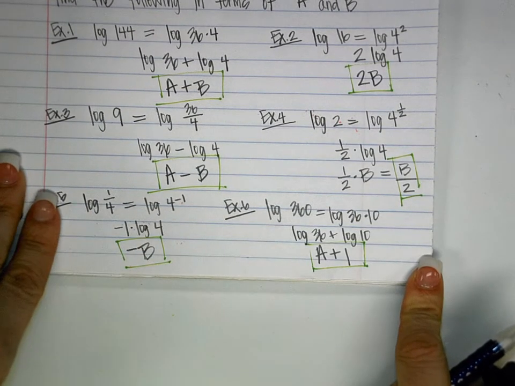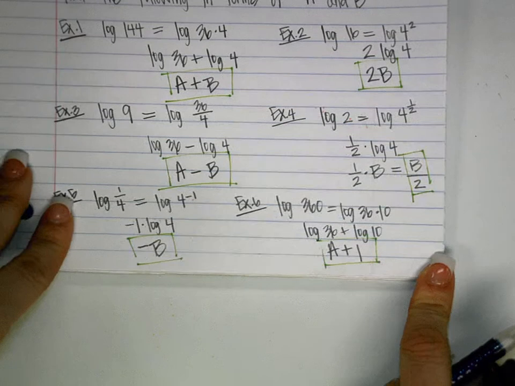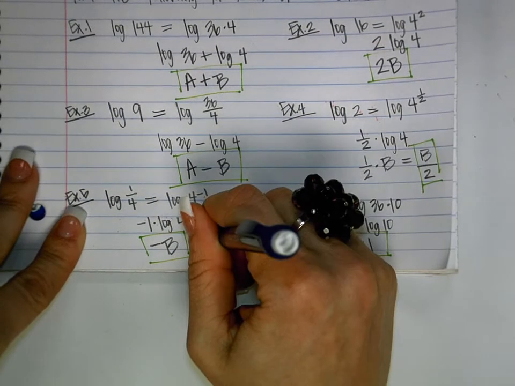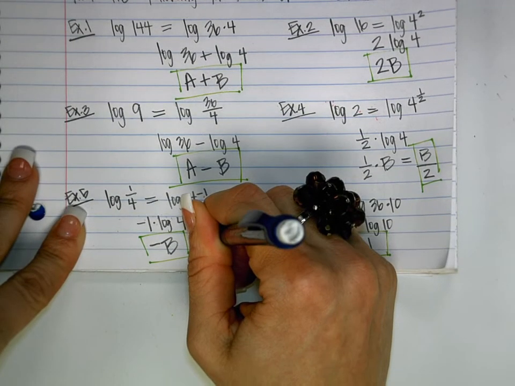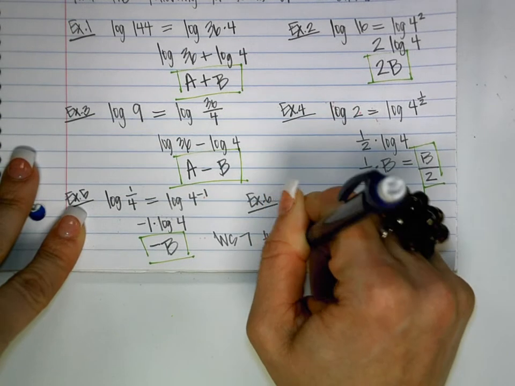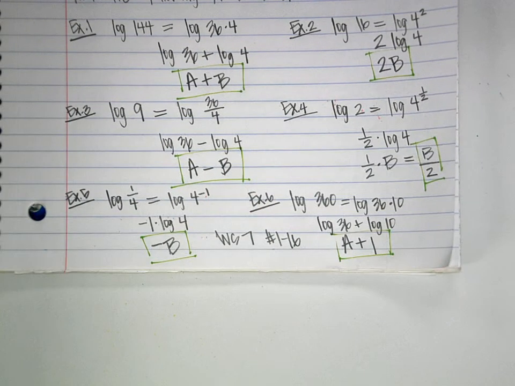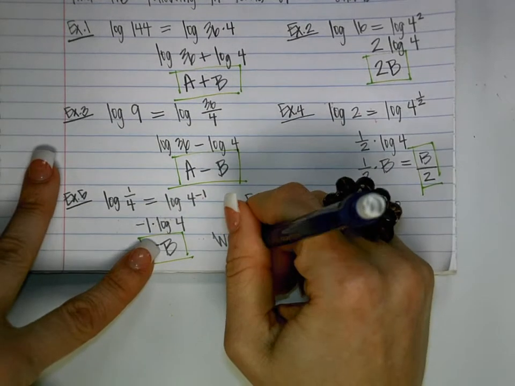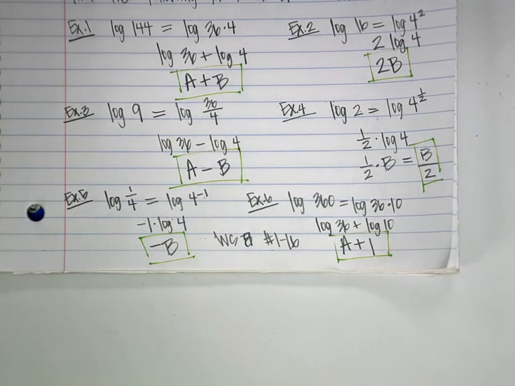Okay, A plus 1. The assignment you're going to do for this is worksheet 7. You're doing numbers 1 through 16. Okay? You have plenty of time. Excuse me, worksheet 8, I'm sorry. Worksheet 8, numbers 1 through 16. I'm going to show you at the top of this worksheet.